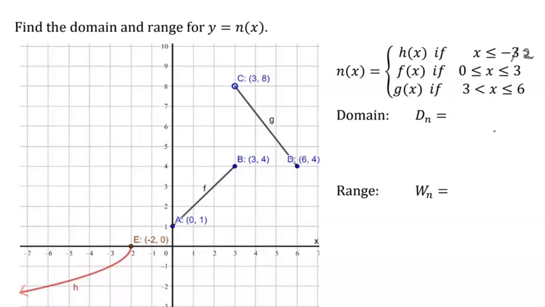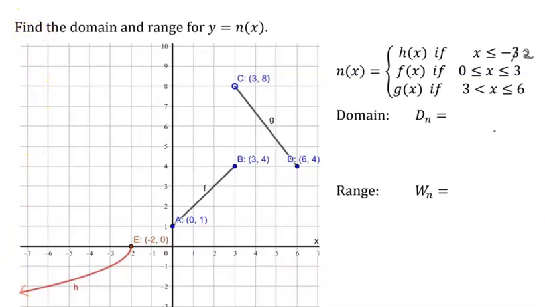Here we have a new piecewise defined function n consisting of the three pieces h, f and g. h is this red graph here, f is the straight line and g is the other straight line with a negative slope.